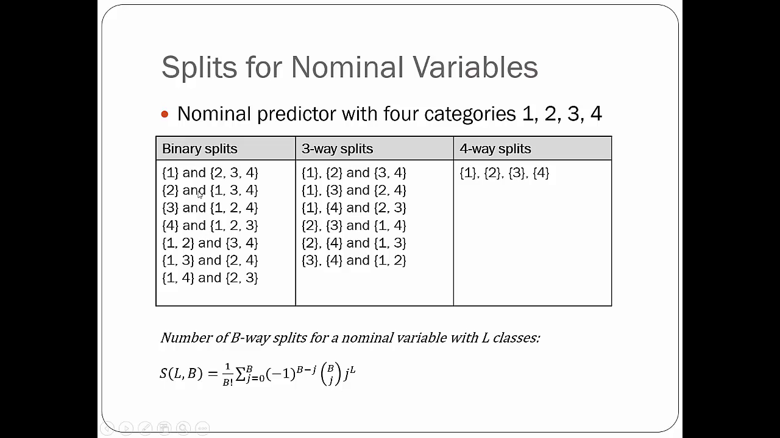Now here is the list of possible splits. The binary splits: 1, 2, 3, 4, 2, and then 1, 3, 4. See, the ordering does not matter. So 3, 1, 2, 4, and so on. So you have 7 binary splits, and then here are the 6 three-way splits, and then this is the single four-way split, adding to 14.